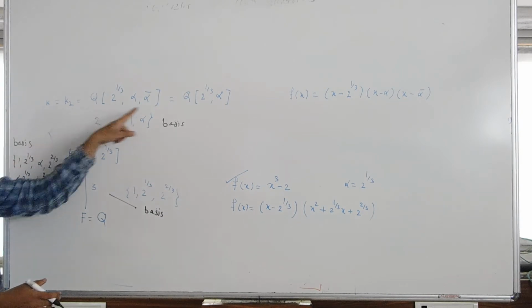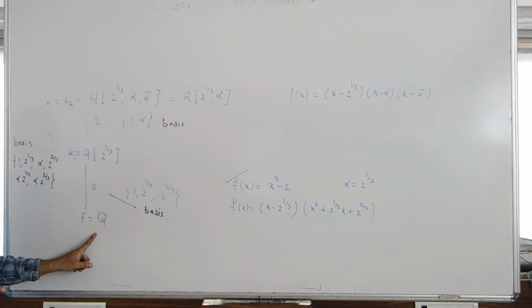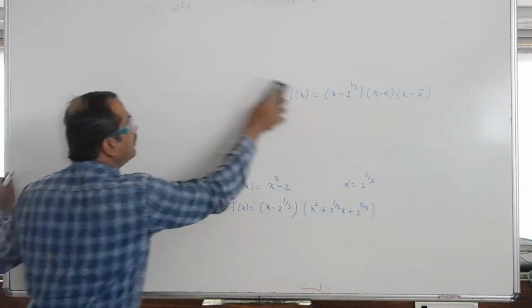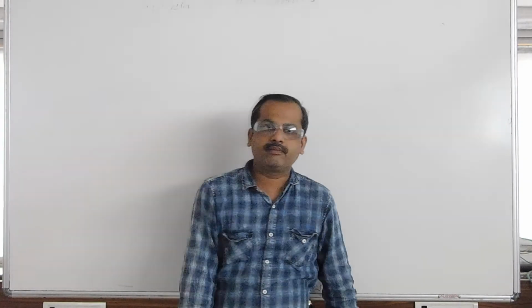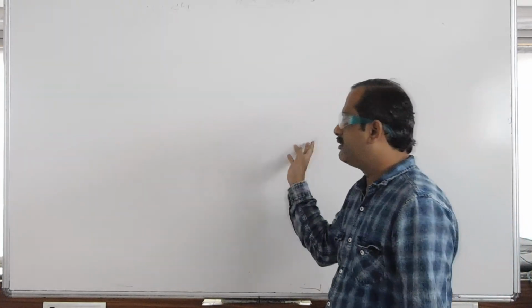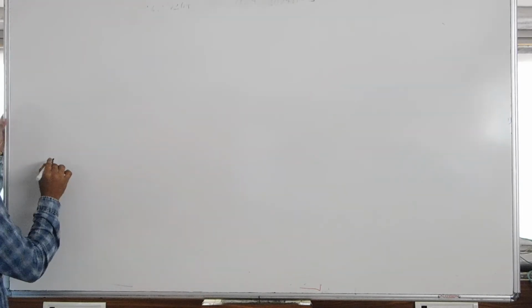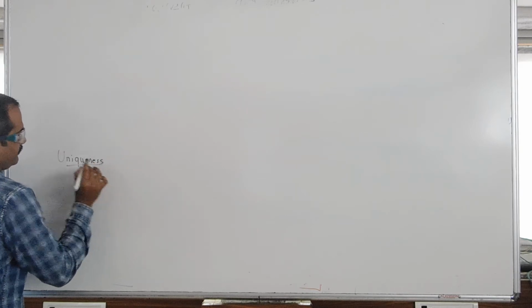So this becomes a splitting field for this polynomial over Q of degree 6. Algebraic closure, once we also have the theorem for that. So what is the theorem of uniqueness? You can check. What is the theorem of uniqueness for the splitting field?